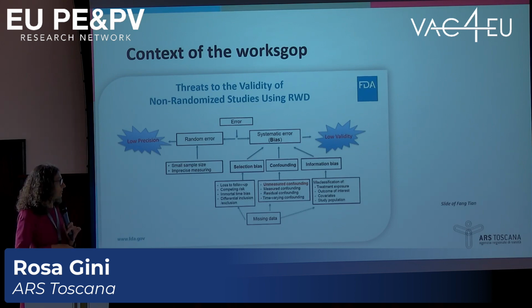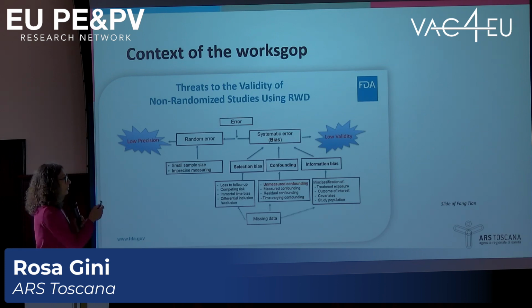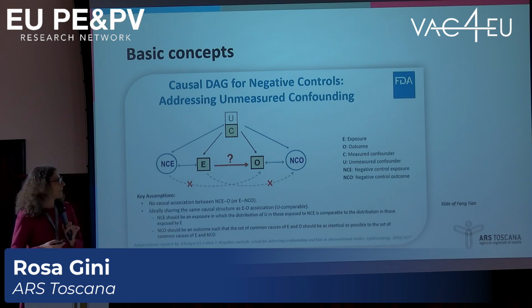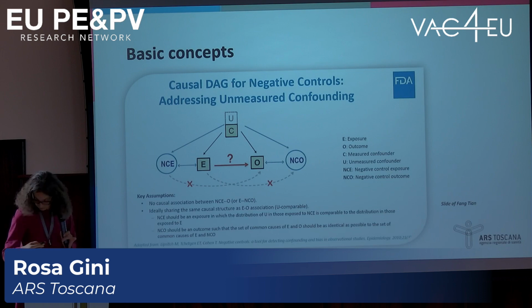And unmeasured confounding is somehow the thing that, in the discussion that was held here, with some exception, was considered to be what is addressed by negative controls. So we said basic concepts, right? Negative controls can be either negative control outcomes, which we have seen earlier also today, or negative control exposures. So I will put myself here.